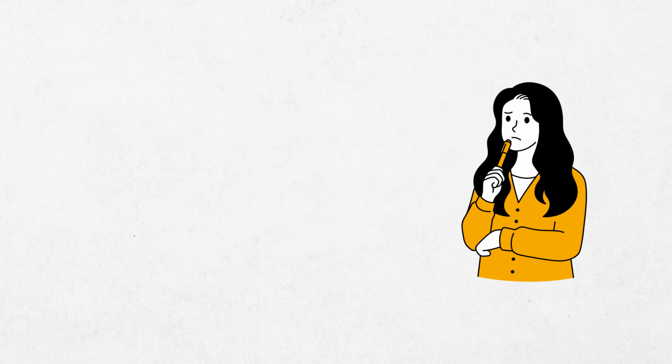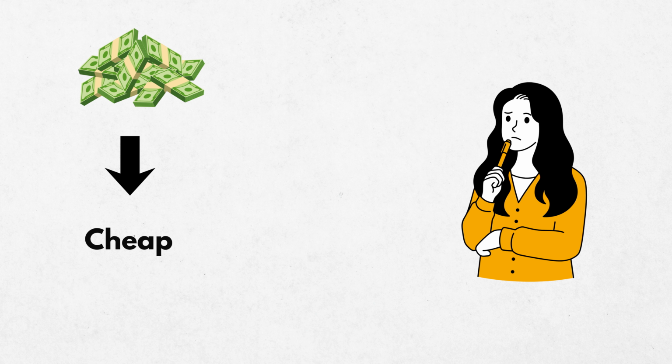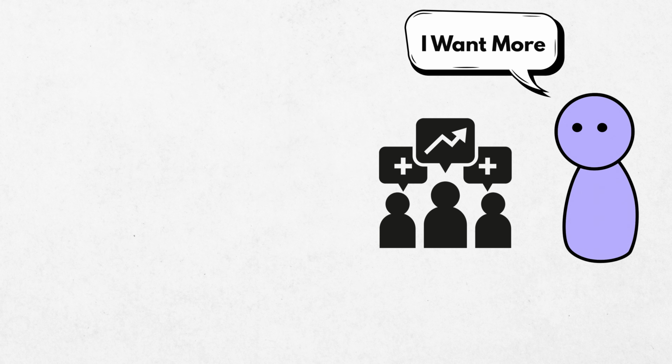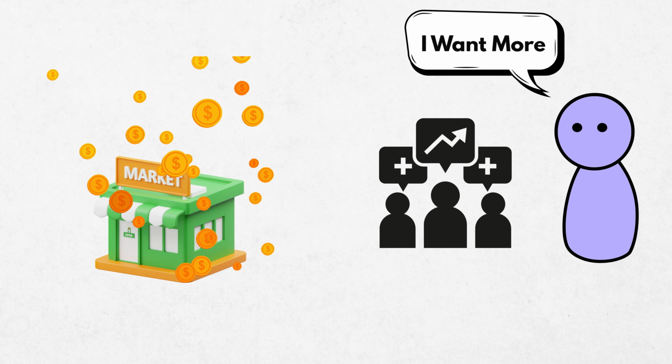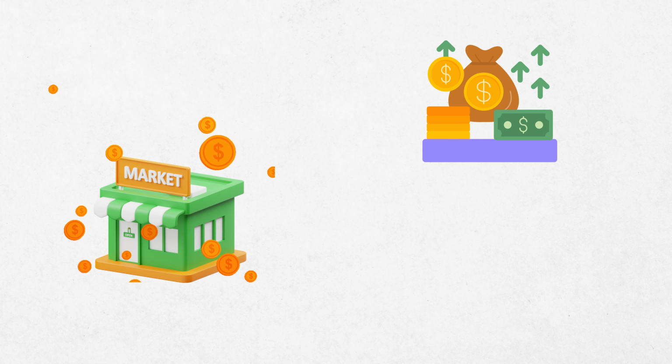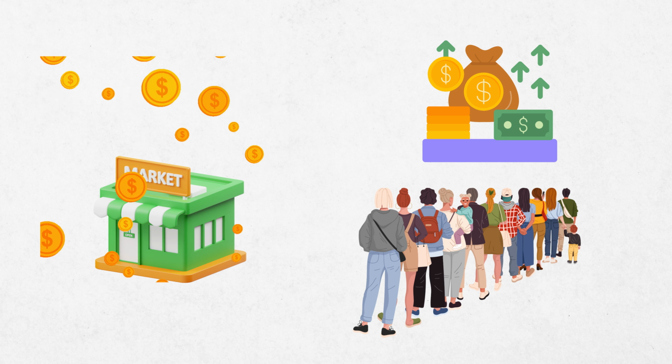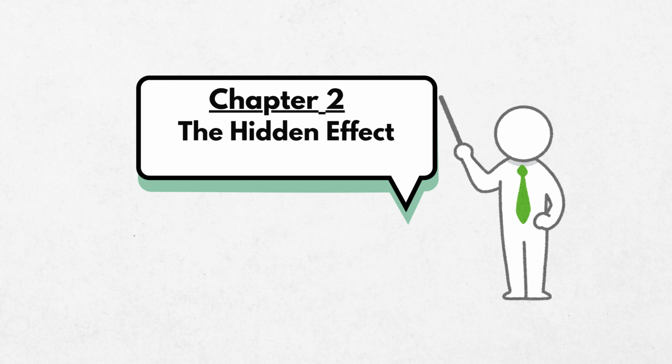Think of it like this. When money becomes cheap, everyone starts spending more. Demand rises, and cash starts flooding the market. Sounds good, right? But here's the twist. That growth doesn't happen equally for everyone. Chapter 2, the hidden effect.